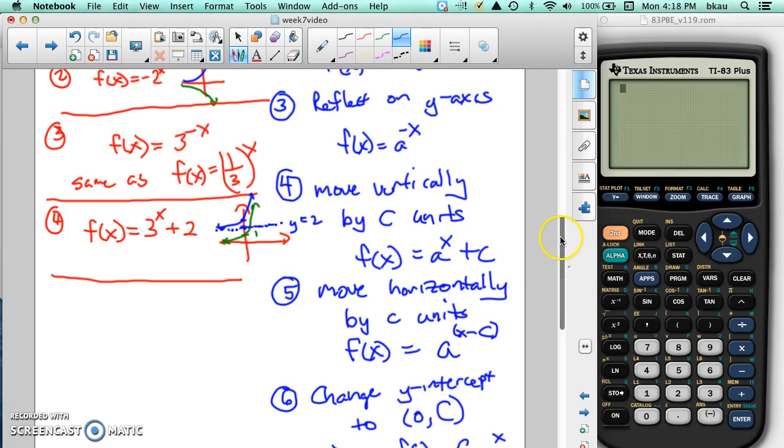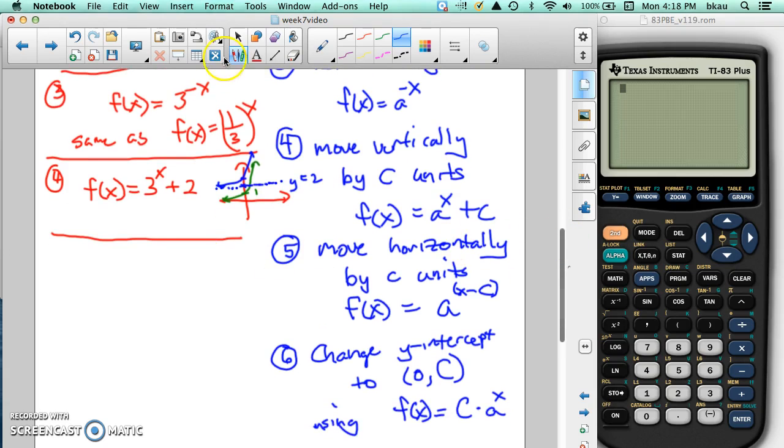All right, and then the horizontal move, which is number 5, is when we take something and put it inside the exponent, besides a negative. So we write f of x equals 3 to the x minus 5. That means it moves it right 5 units.